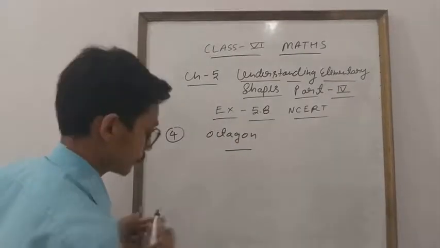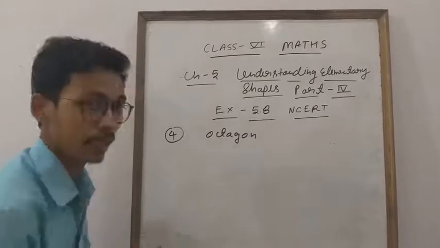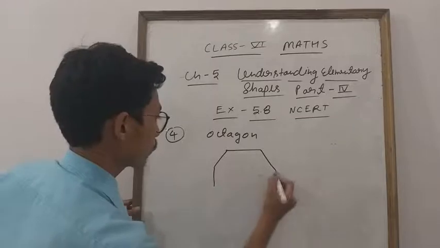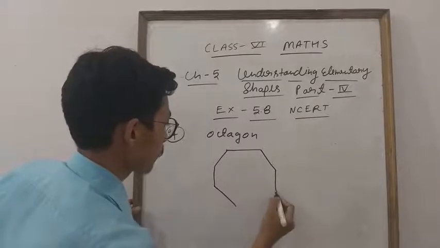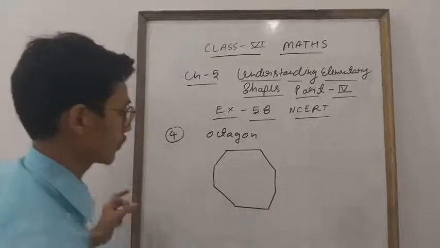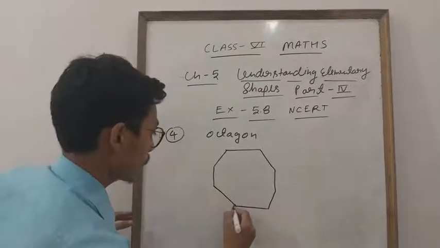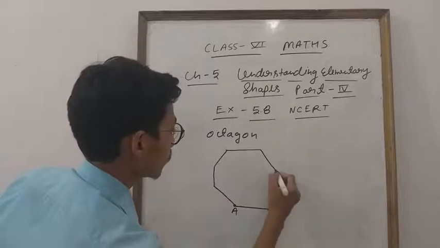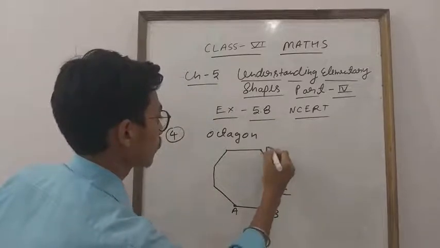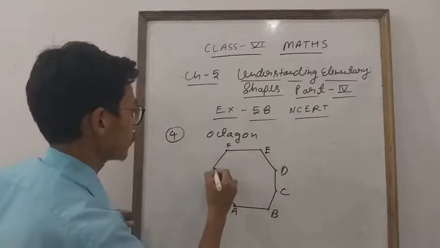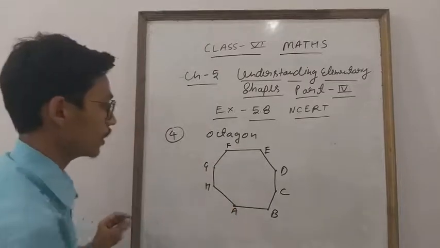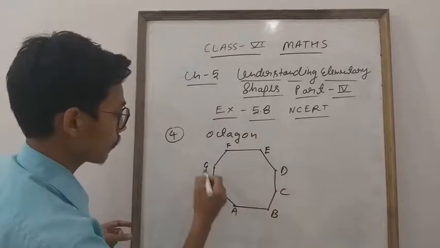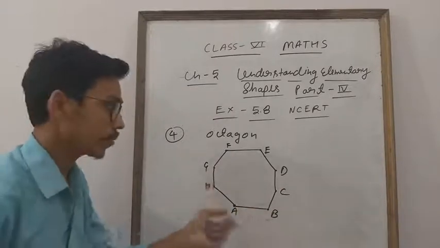Okay, you have to draw the diagram with the help of a pencil. 1, 2, 3, 4, 5, 6, 7, 8. Okay, everyone. This is an octagon. So mark A, B, C, D, E, F, G, H. Okay, everyone. We mark. Look, 1 2 3 4 5 6 7 8. 8 means 8 points, that is, it is an octagon.